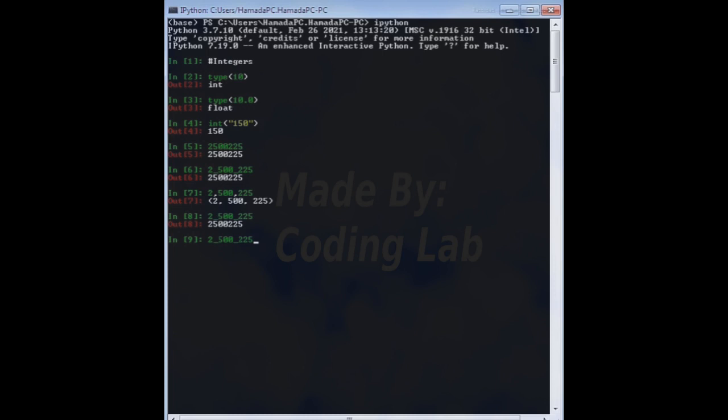Using large numbers also with underscores, we can make some operations like dividing by 2. The result will be 1,250,112.5. So there is no problem in using underscores, it's just to read easily our large number.